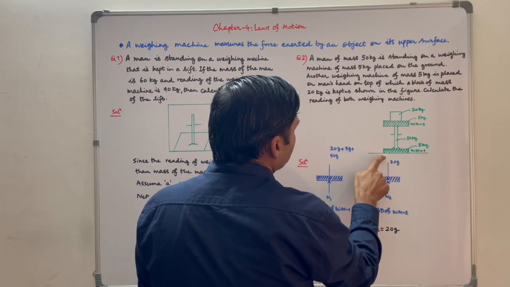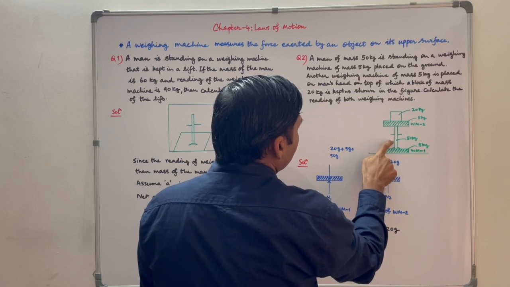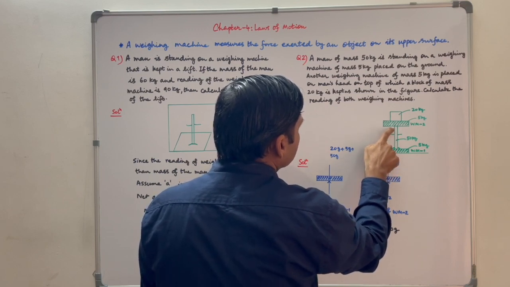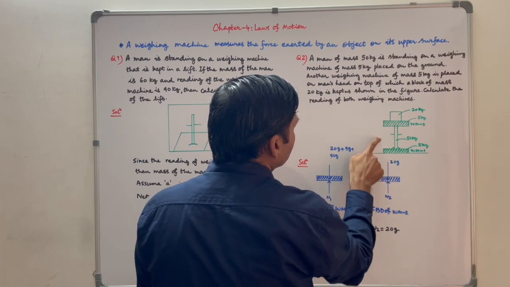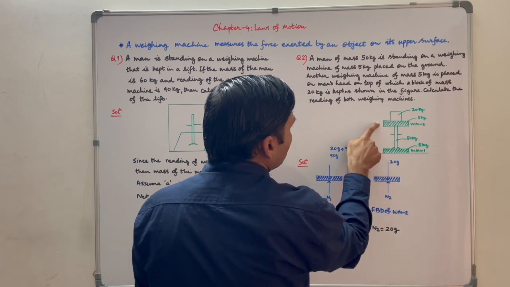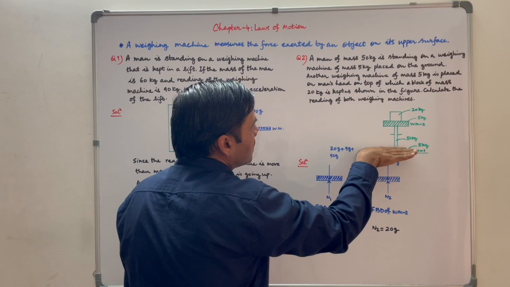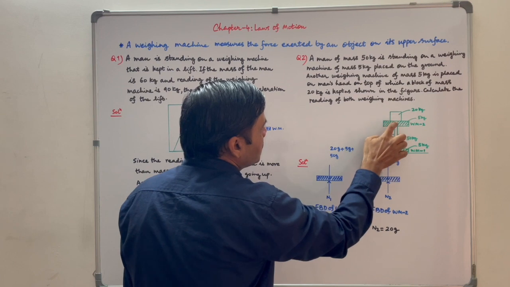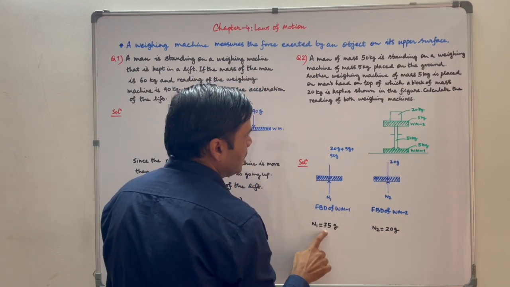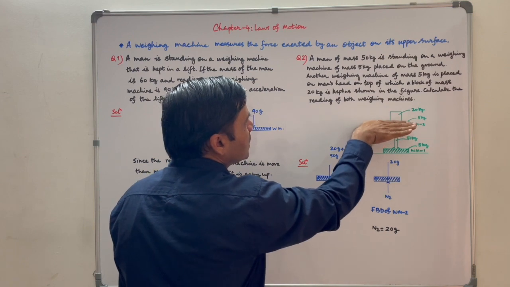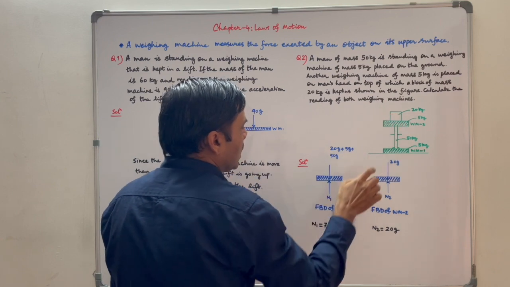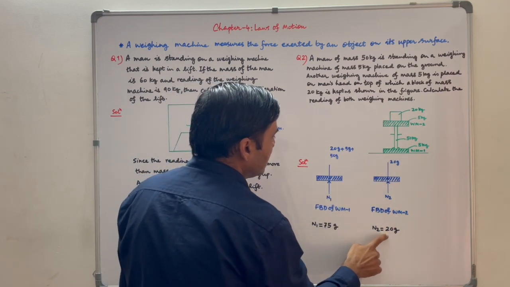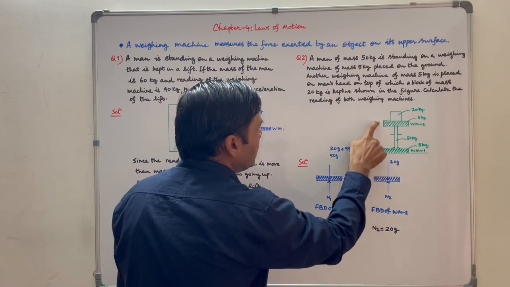This weighing machine is kept on the ground on which a man is standing. On top of man's head, another weighing machine is kept on which 20 kg block is kept. So we have to calculate the reading of these two weighing machines. We can do it verbally. How much force is exerted on upper surface of first weighing machine? That will be 20g plus 5g plus 50g, so that is 75g. How much force is exerted on the upper surface of second weighing machine? That will be 20g. So the answer is 75g and 20g will be the reading of these two weighing machines respectively.